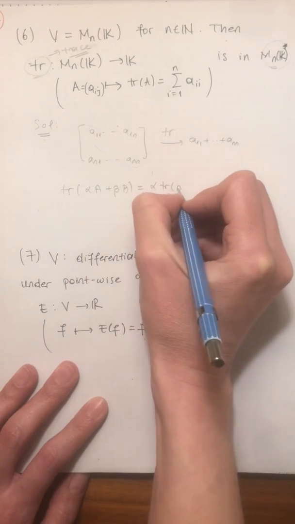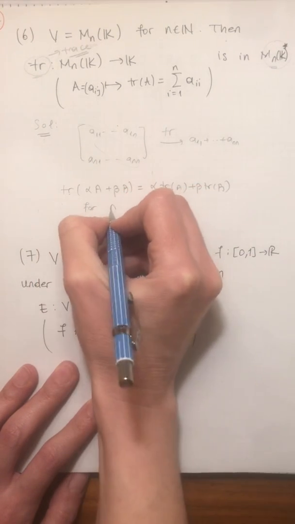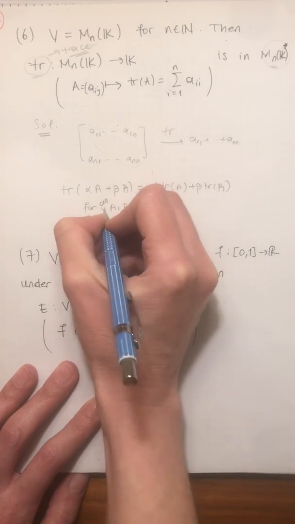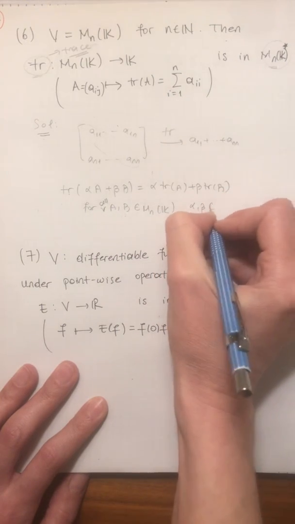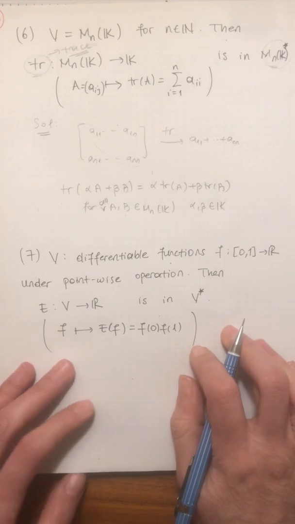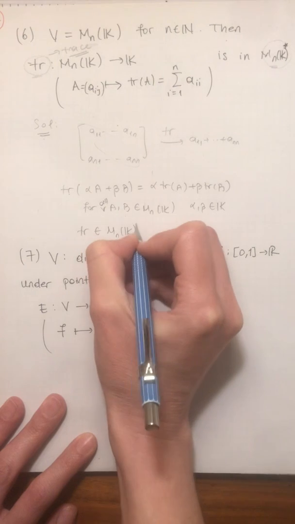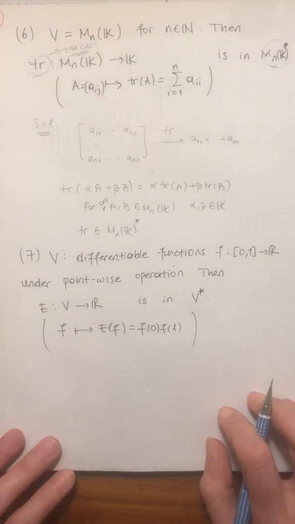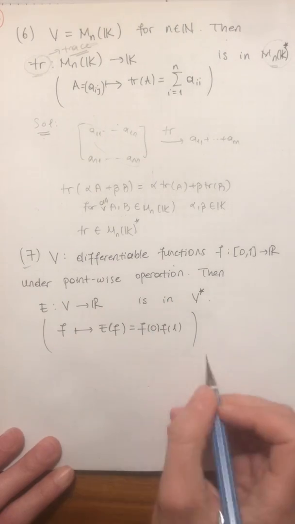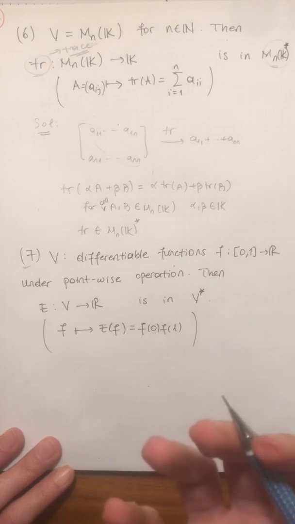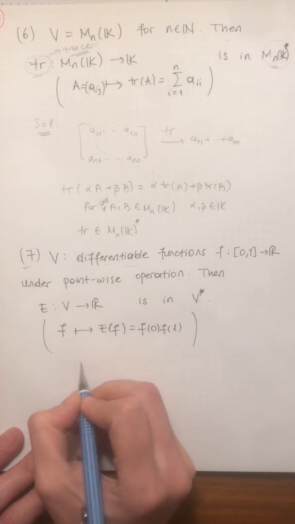That means we always have this equality for all n by n matrices and constants alpha and beta. It shows us trace is in the dual space. But this is not the case for statement 7. To see it, we want to consider some differentiable functions, and one of the nice and easy candidates are the polynomials.